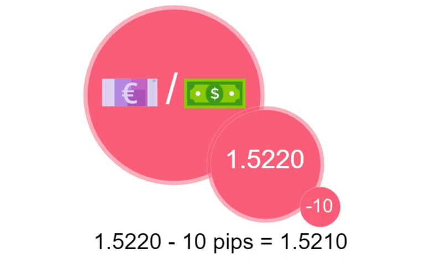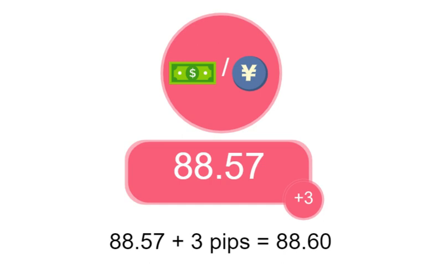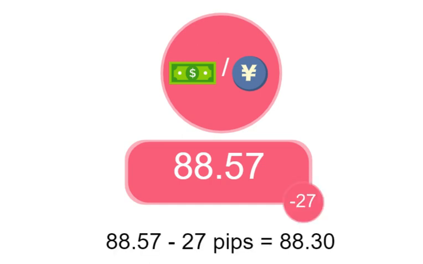If the exchange rate fell by 10 pips, it would be 1.5210, and so on. The Japanese yen is different. For the Japanese yen, the pip is denoted at 2 places after the decimal point, meaning that if the US dollar Japanese yen is 88.57, then the pip is equal to 7. If the exchange rate rises by 3 pips, it will be equal to 88.60. And if it decreases by 27 pips, the exchange rate would be 88.30.